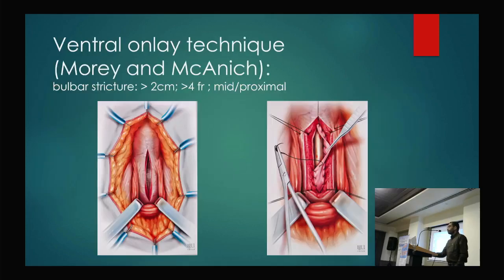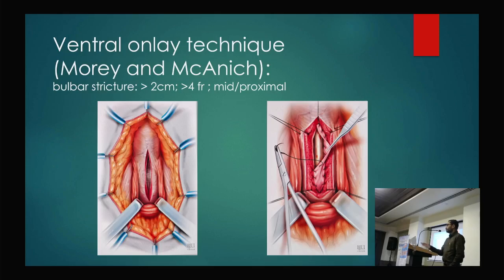Another technique for bulbar stricture which has a length of more than 2 centimeters and a good lumen, particularly mid and proximal, is ventral only, as described by Barbagli, where he suggested to open the spongiosum ventrally and put a graft like an onlay, a ventral onlay. He doesn't disturb dorsally, he doesn't take any incision dorsally.